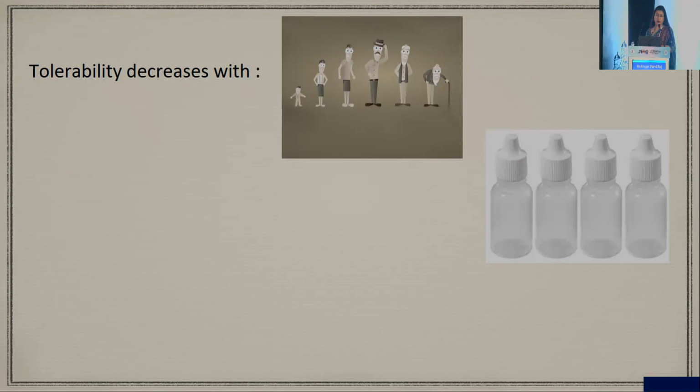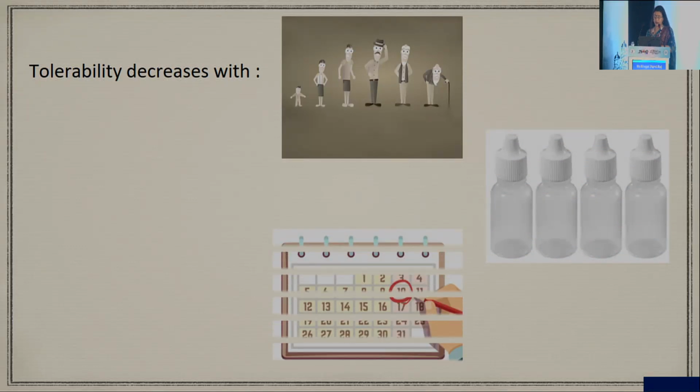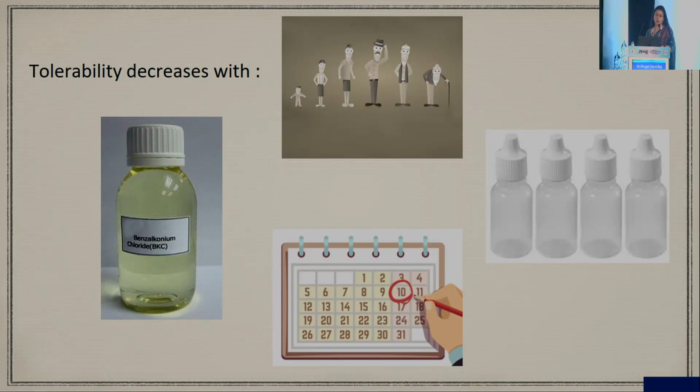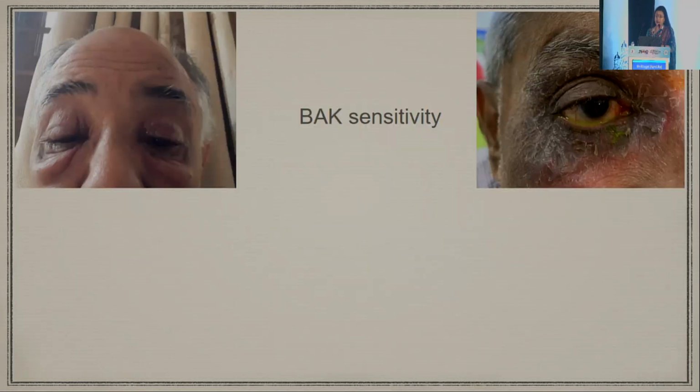The tolerability of drugs overall decreases with increasing age of the patient, with more drugs and more bottles the patient is using, with more duration of therapy, and with the presence of benzalkonium chloride in the composition. These are again cases of significant BAK sensitivity.